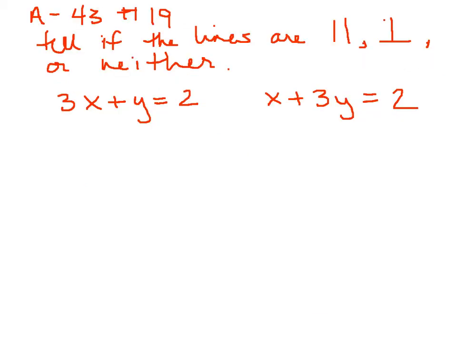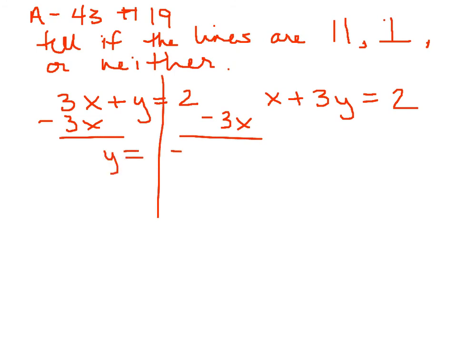All right, so in this one, A43, I'm doing number 19. I'm going to tell if the lines are parallel, perpendicular, or neither. I have 3x plus y is equal to 2, and the other equation is x plus 3y is equal to 2. So I'm going to put both of them in y-intercept form. In this one here, I'm going to subtract 3x from both sides, and that's going to give me y is equal to negative 3x plus 2.